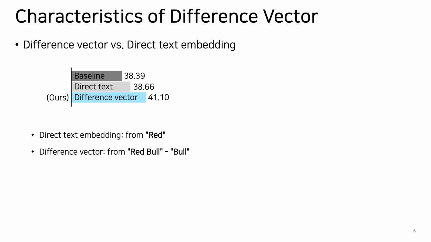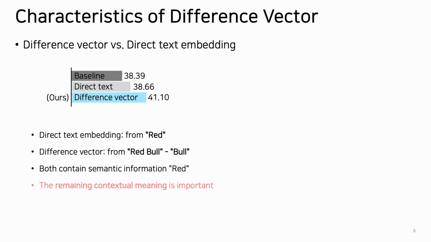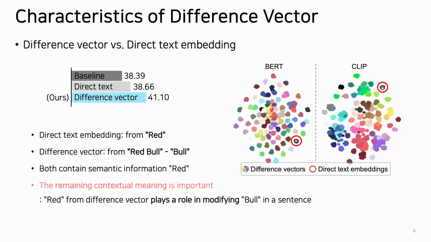Next, we compare our difference vector with the direct text embedding, which is from a single attribute, red. Both contain the semantic information red, but the accuracy of the difference vector is much higher than the direct one. This demonstrates that the remaining contextual meaning is important. In other words, the red from the difference vector contains the role of modifying ball in a sentence, while the red from the direct one contains just the noun red.